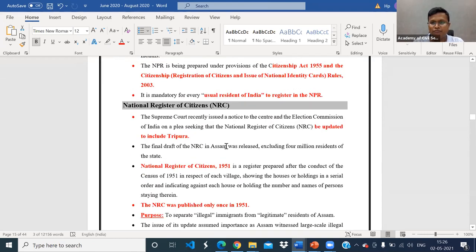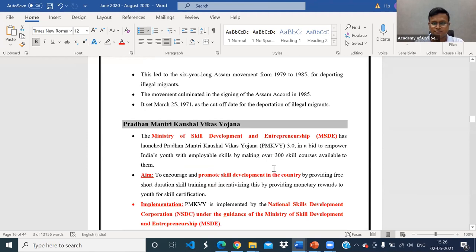Presently, there is a demand for updation of the NRC of Tripura also. Tripura also claims that a lot of illegal migrants are there, and says our NRC should also be updated.